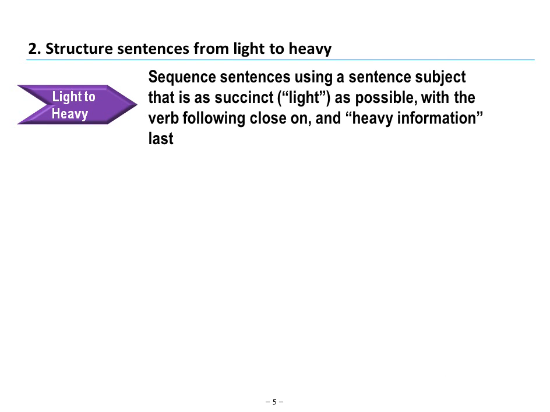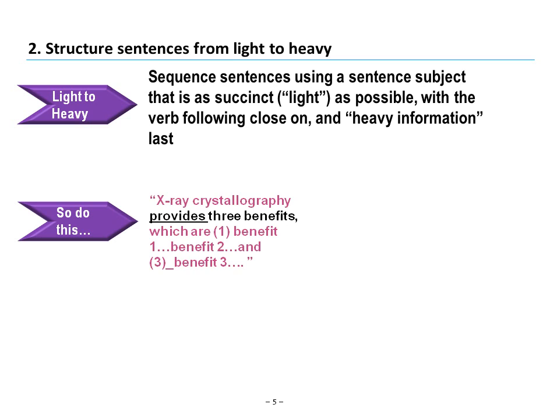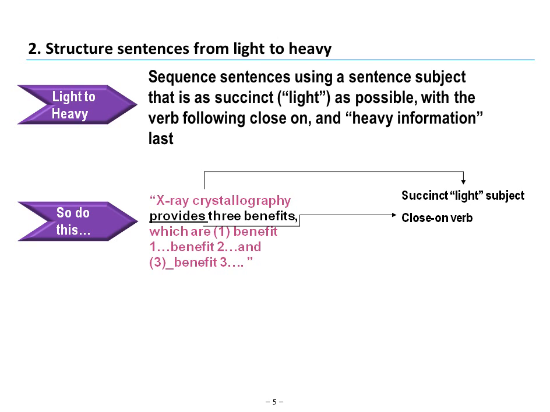Now, when we sequence sentences from light to heavy, we try to make sure that the subject of the sentence has as few words as possible. That is, it's light, and the verb is as close as possible to the beginning of the sentence. And then all the detailed, heavy information can follow. Thus, we see in this good example, X-ray crystallography provides 3 benefits, which are benefit 1, benefit 2, and benefit 3. So we have a succinct, light subject, a close-on verb, and all the heavy, detailed information at the end.